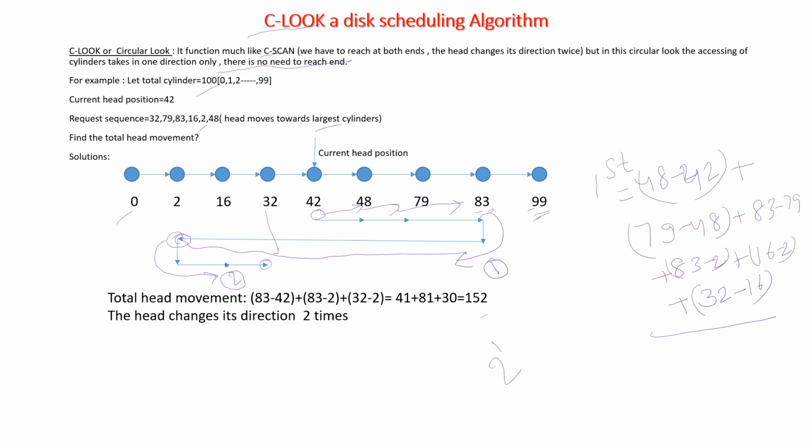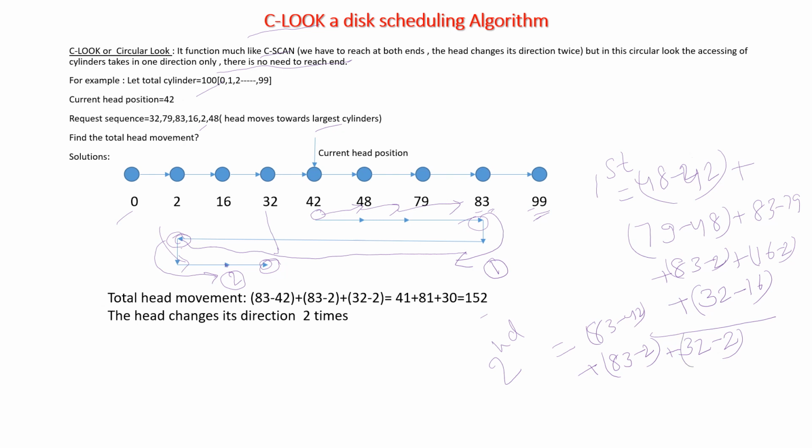And the second method: first we calculate where it has stopped. At 83 it has stopped, and it started from 42. So 83 minus 42. Then plus, from 83 it has changed its direction and stopped at 2, so 83 minus 2. Then again from 2 it has changed its direction and stopped at 32, so plus 32 minus 2.